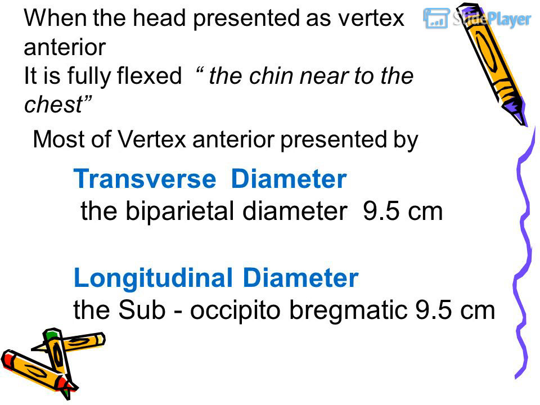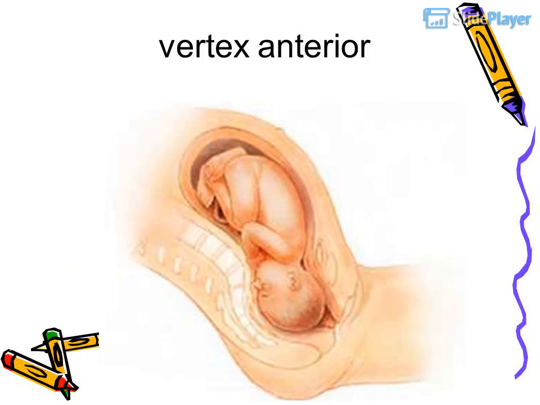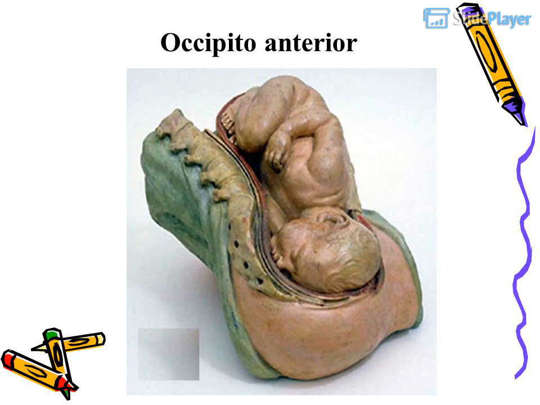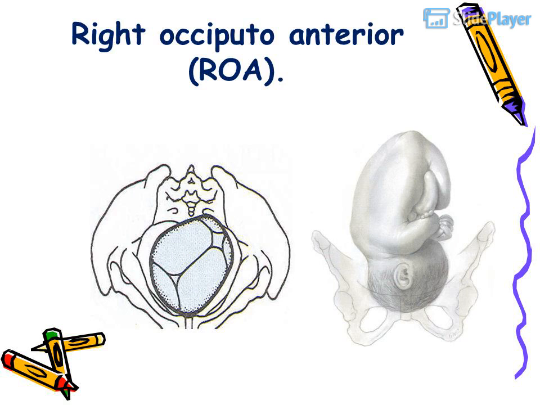The biparietal diameter is 9.5 cm. When the head presents as vertex anterior, it is fully flexed, with the chin near the chest. Most vertex anterior presentations present by the transverse biparietal diameter of 9.5 cm and the longitudinal suboccipitobregmatic diameter of 9.5 cm. Vertex anterior. Occipito-anterior. Right occipito-anterior, ROA.